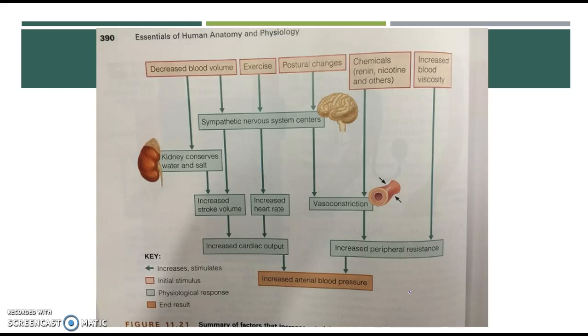So this is a really good chart here to come back to and study if you're looking at all the different things that are going to increase or decrease blood pressure. So anytime, for example, we have an increased heart rate or an increased cardiac output, we're going to have increased blood pressure. Chemicals like nicotine are going to increase blood pressure. Anytime vasoconstriction occurs, which is basically narrowing the blood vessels, we're going to have increased blood pressure.